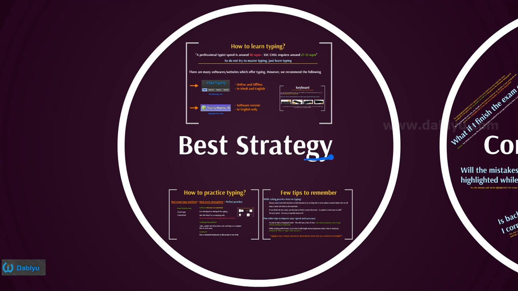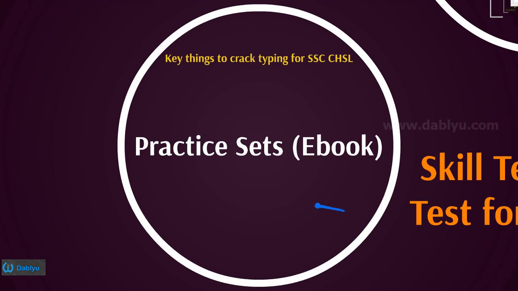So finally what we would like to say is the best strategy for typing is to give it enough time. So as we have seen before, you can't learn typing in one night. You have to practice. That is the best strategy we can tell you at last. Okay, so that's it for the best strategy. In the next lecture we'll look at a practice sets ebook.